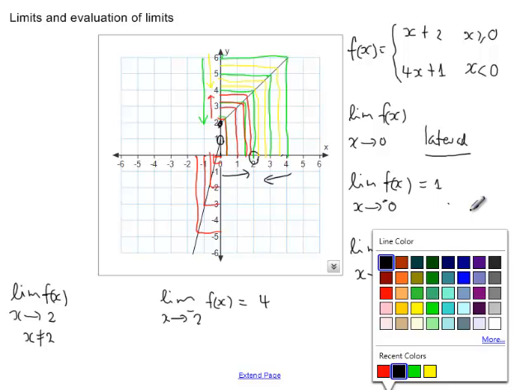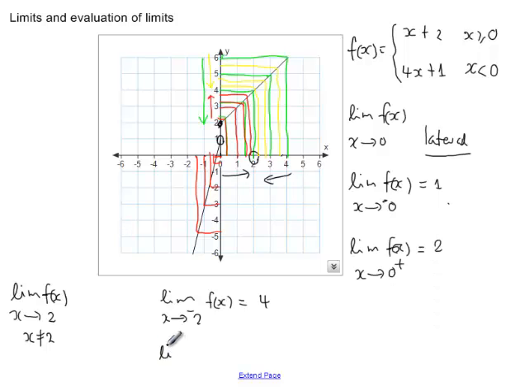But they're decreasing towards which value? Towards 4. So now we can write: the limit as x is approaching 2 from the right of f of x is equal to 4.